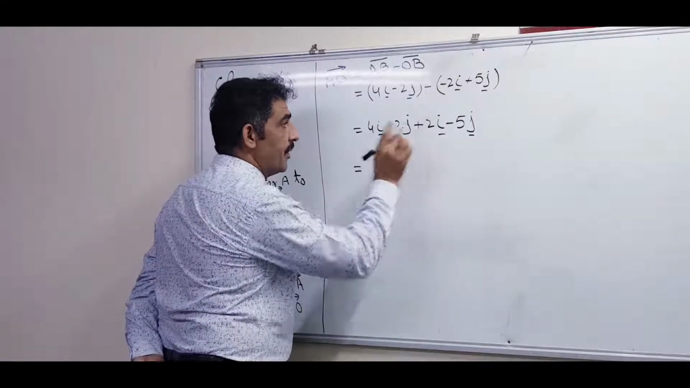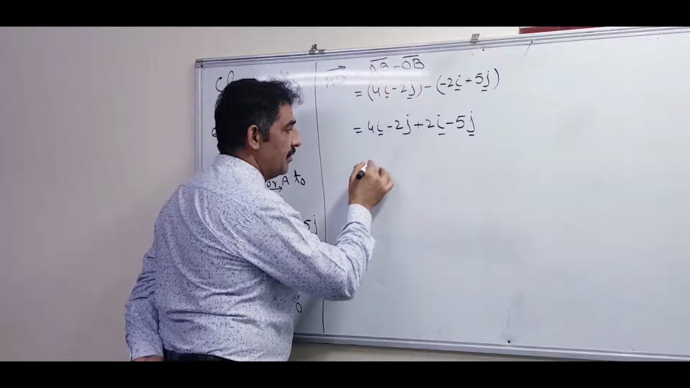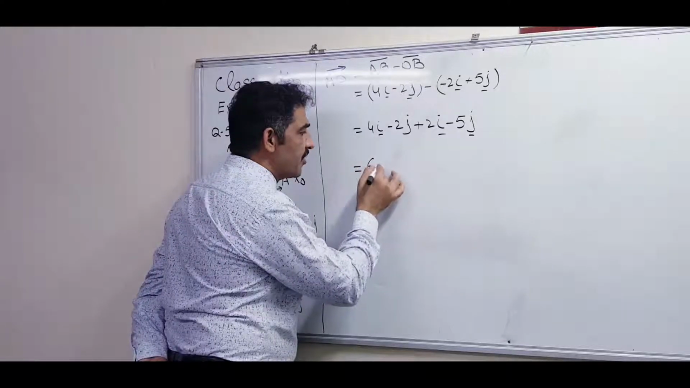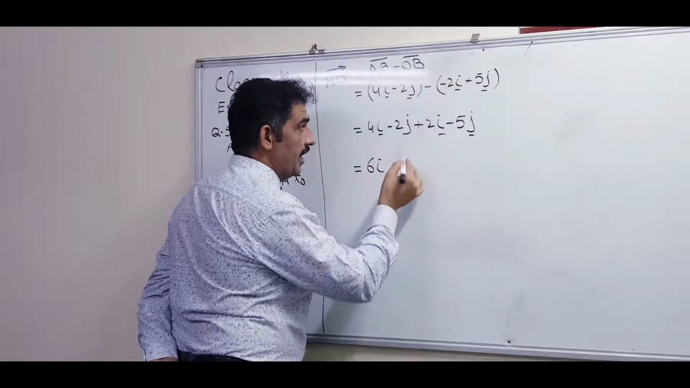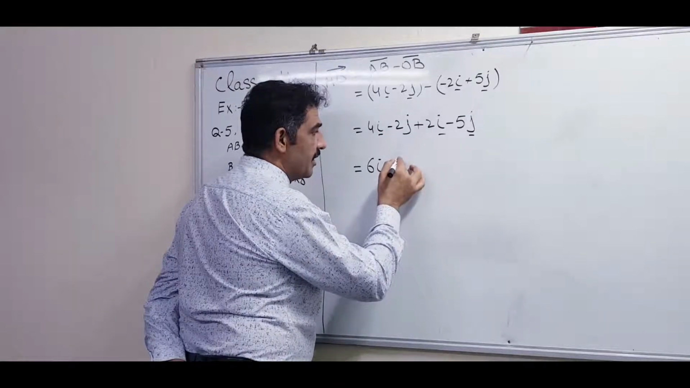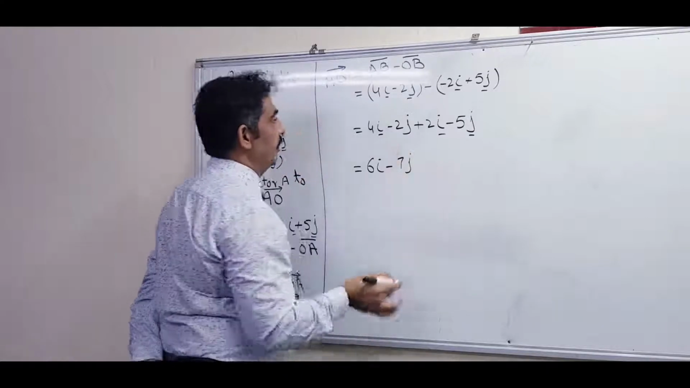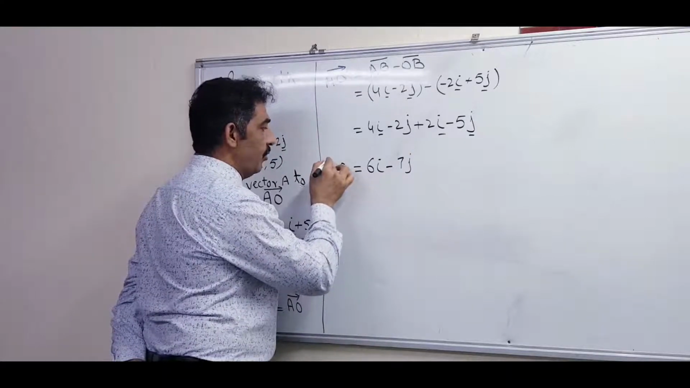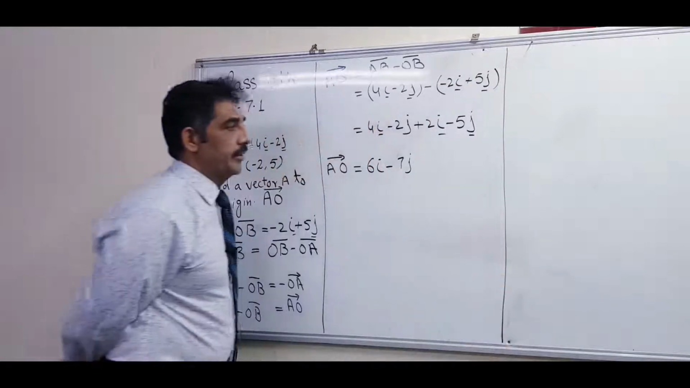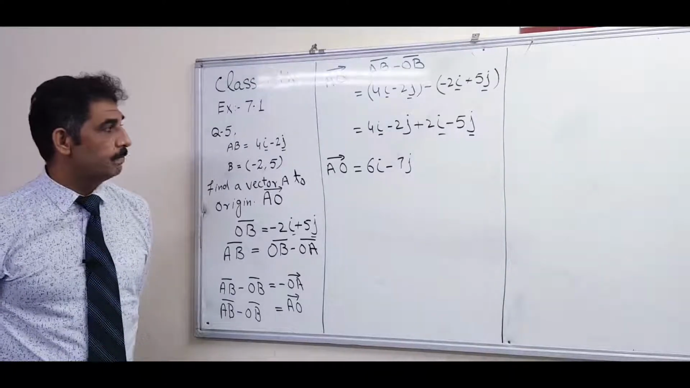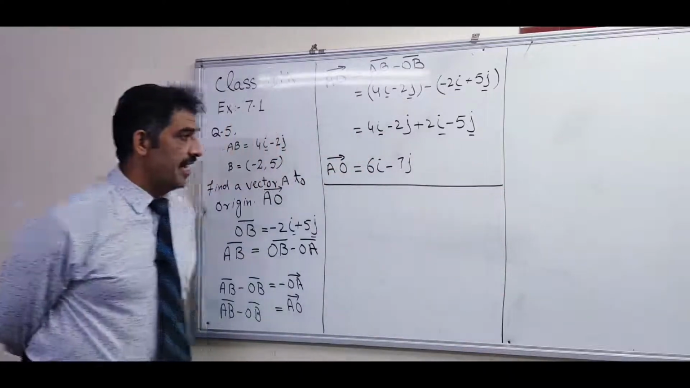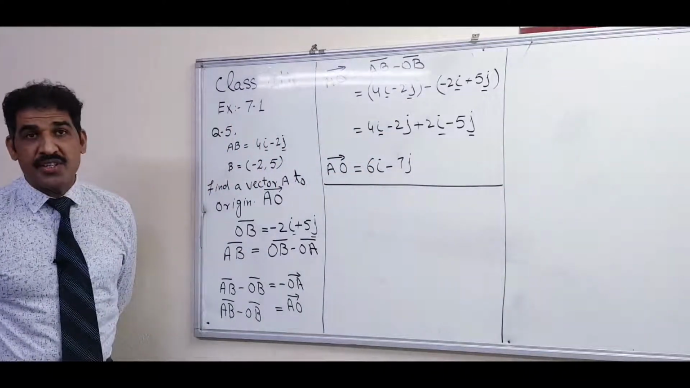So 4i plus 2i, what will it become? If you want to rearrange first, it's up to you, otherwise you can write directly. That will become 6i. And after that, minus 2j and minus 5j will become minus 7j. So that is AO, and our requirement is complete. Okay, that is question number 5 of the book, chapter number 7, exercise 7.1. Now I will explain question number 6.